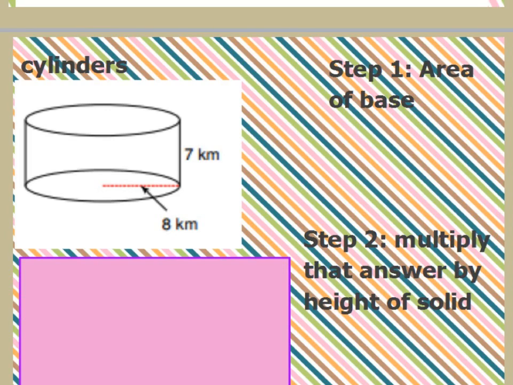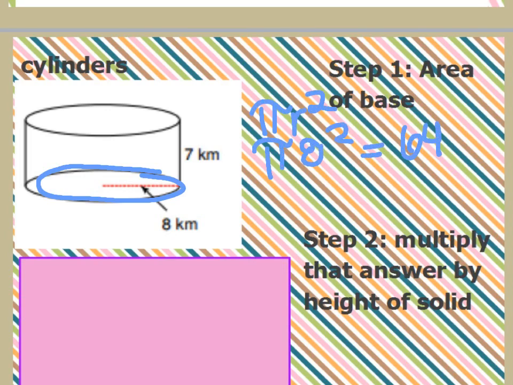So step 1, always find the area of your base. So this is our base, this circle. And we find it by doing pi r squared. So that means it's going to be pi times 8 squared. I know that 8 squared is 64. Keep our pi. Okay, so we found the area of the base. So it is 64 pi.